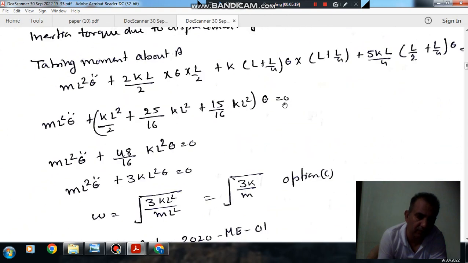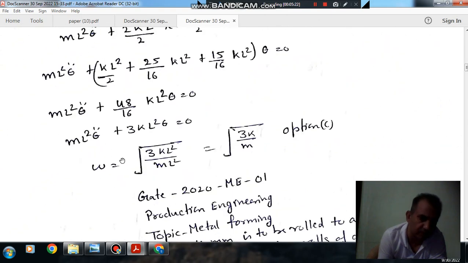For calculating omega, we take the coefficient of theta double dot and the coefficient of theta: the coefficient of theta is here and the coefficient of theta double dot is here. Answer is option C.